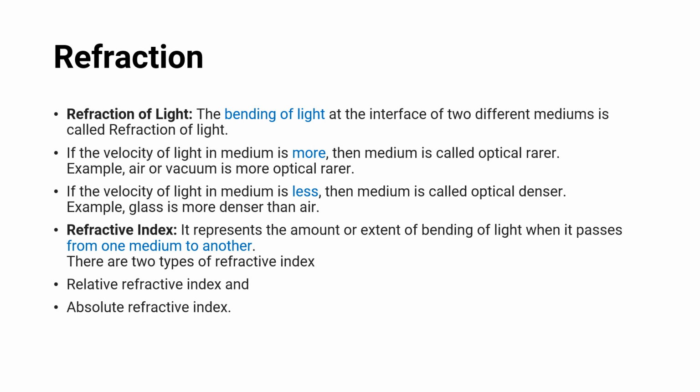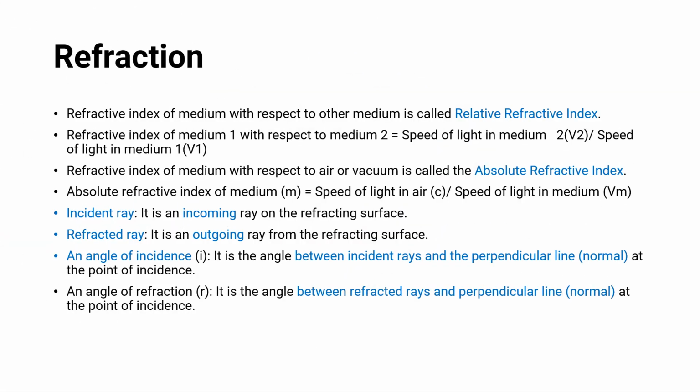Refractive index. It represents the amount or extent of bending of light when it passes from one medium to another. There are two types of refractive index: relative refractive index and absolute refractive index. Refractive index of a medium with respect to another medium is called relative refractive index. Refractive index of medium 1 with respect to medium 2 is equal to the speed of light in medium 2, that is v2, divided by the speed of light in medium 1, that is v1.